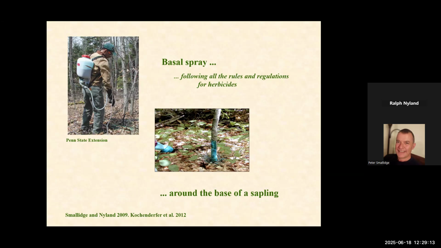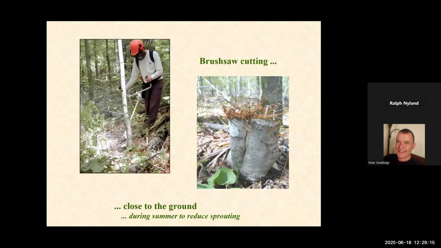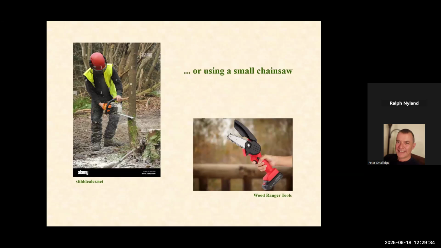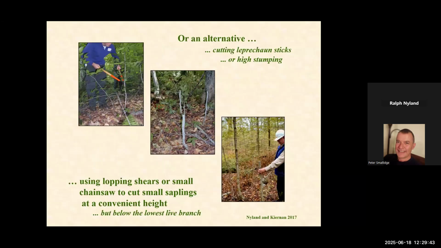Or brush saw cutting works. If you cut those things close to the ground with a brush saw, you will minimize sprouting. The ones you get will be mostly off the top of the stump, sprouts that arise from adventitious buds in the callus rim, and we find that these die within a couple or 3 years. You could use a small chainsaw, even some of these battery-powered things that are coming onto the market in the last few years. Here's another alternative.